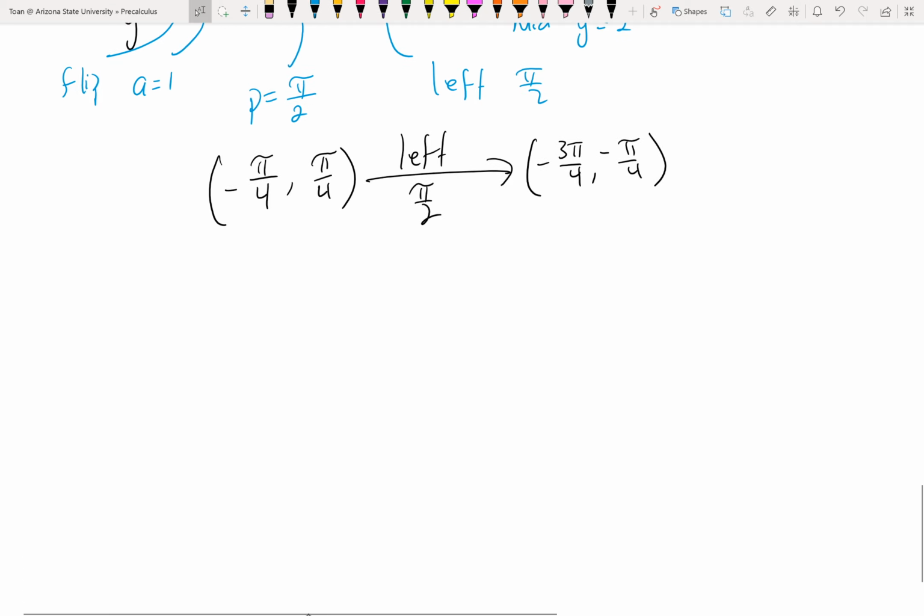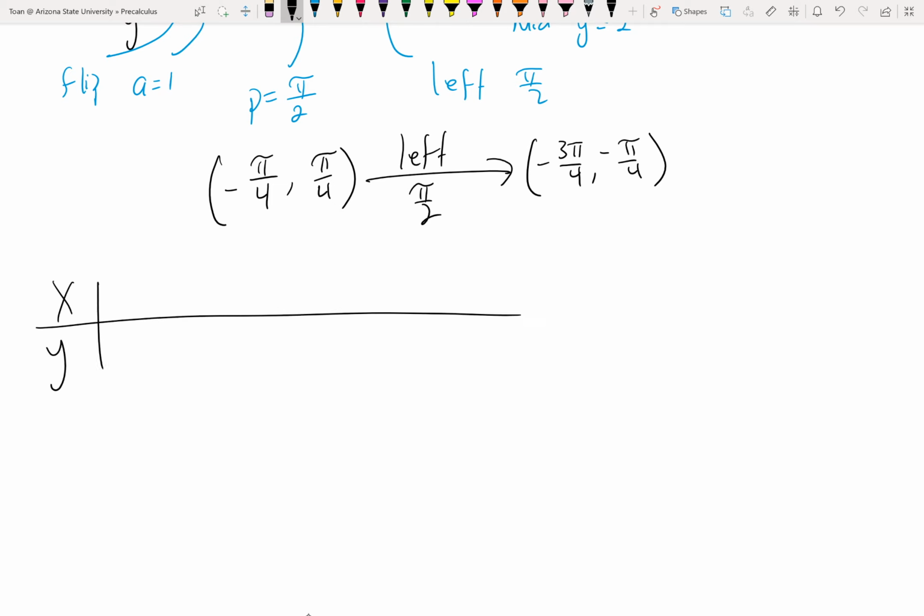So then I can make my XY table. 1, 2, 3, 4, 5. I know my intervals between negative 3π/4 and negative π/4. And then just take a whole bunch of averages. So right smack dab in the middle, add them up, divide by 2, negative π/2. To the left here, add them up, divide by 2, negative 5π/8. Here, add them up, divide by 2, negative 3π/8.